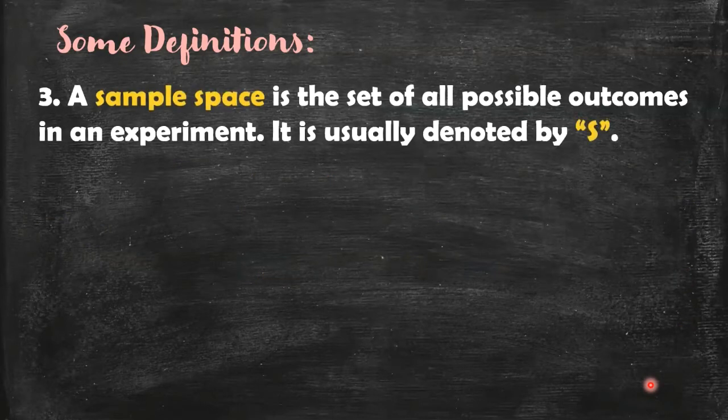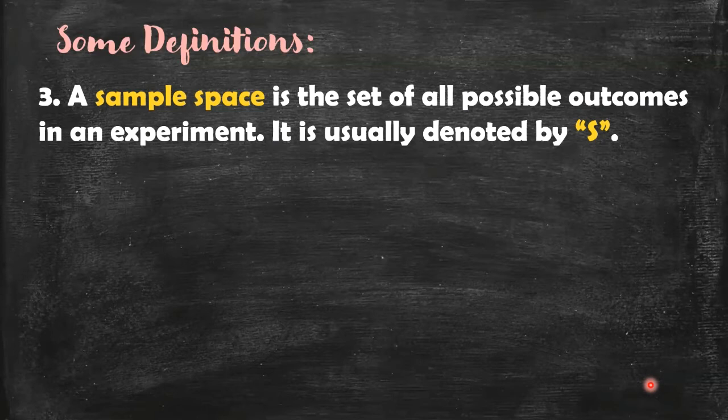Now we have the sample space. Okay? A sample space is the set of all possible outcomes in an experiment. And it is usually denoted by a capital letter S. Okay? An uppercase letter S.